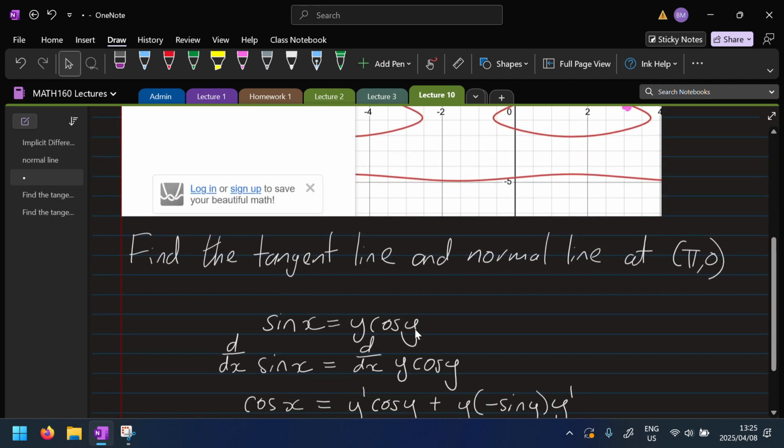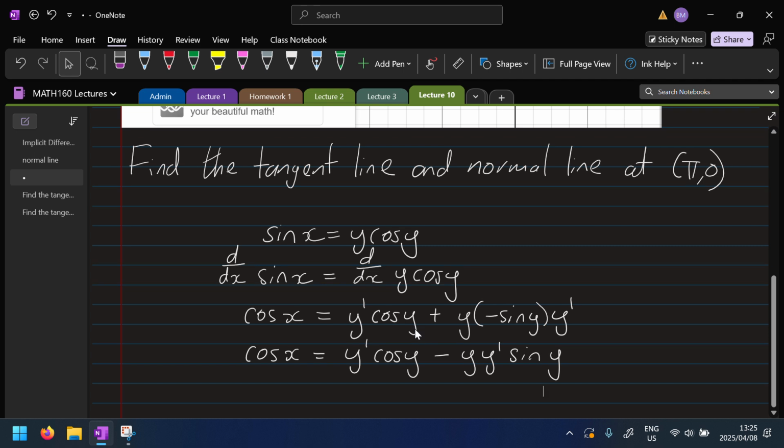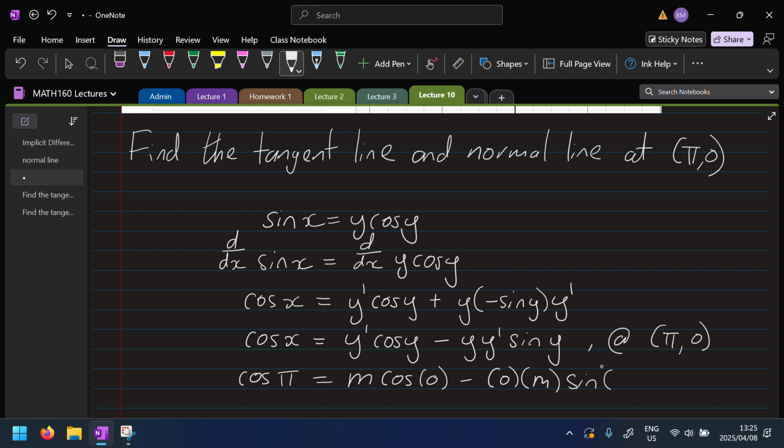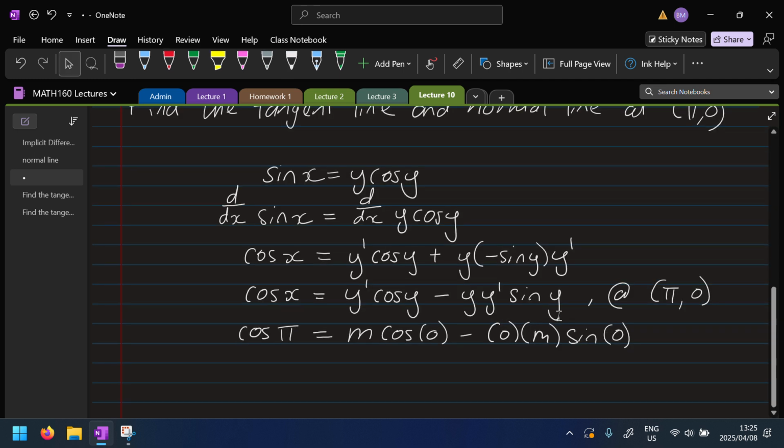Okay. So let's substitute what's given here. We want this at the point (π, 0). So x is going to be π, and y is going to be 0. So we're going to have cos of π is equal to y prime, that's our gradient m that we want, cos of y, that's cos of 0, minus y, that's 0, y prime, that's m that we want, and sine of y, that's sine of 0.